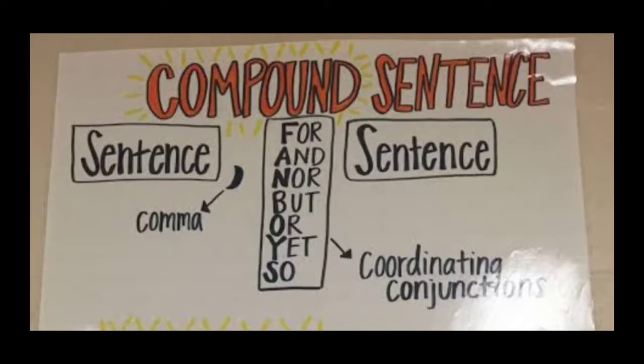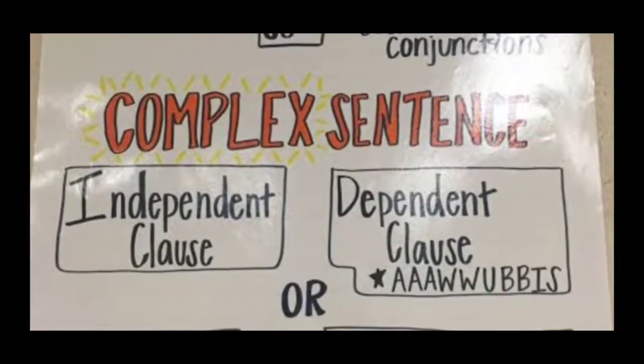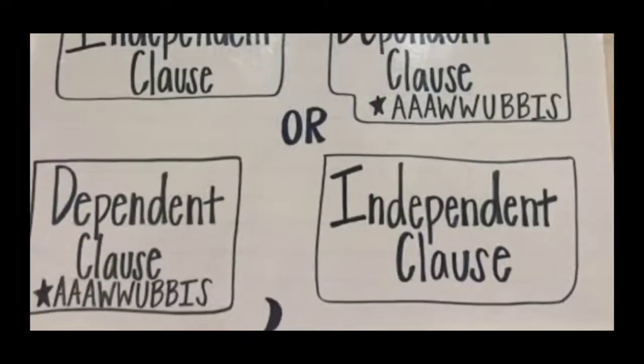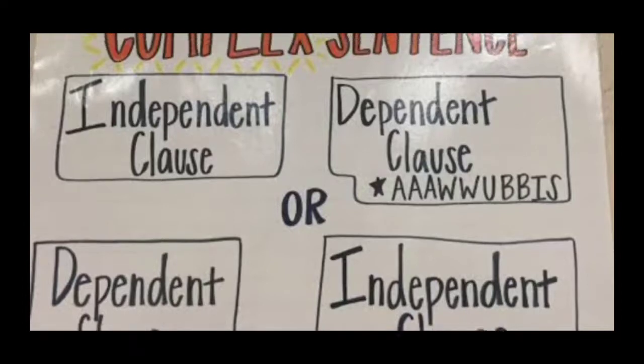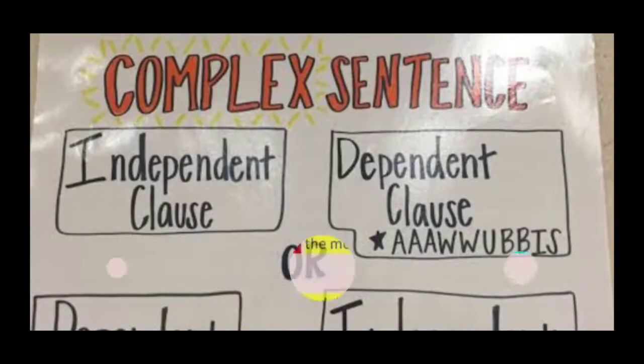So for a compound sentence, the structure is: sentence, comma, coordinating conjunction, that is FANBOYS, then another independent clause. For a complex sentence, the structure is independent clause or dependent clause. If you start with the dependent clause with the subordinating conjunction first, you need to use a comma. When you start with the independent clause, you need not use a comma. So this is the structure of a complex sentence, children.